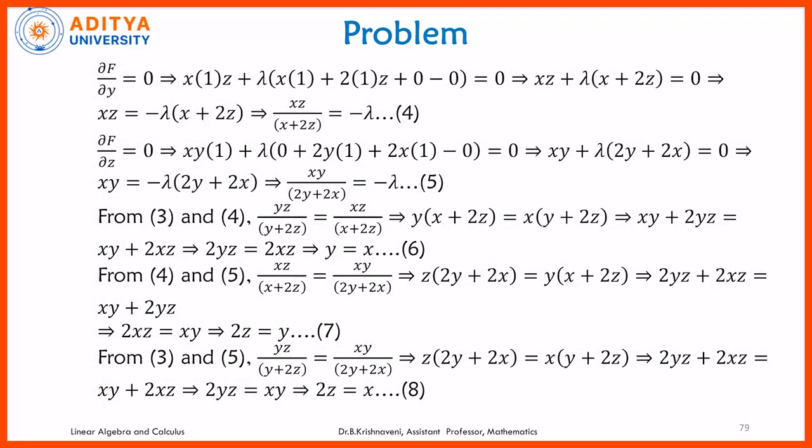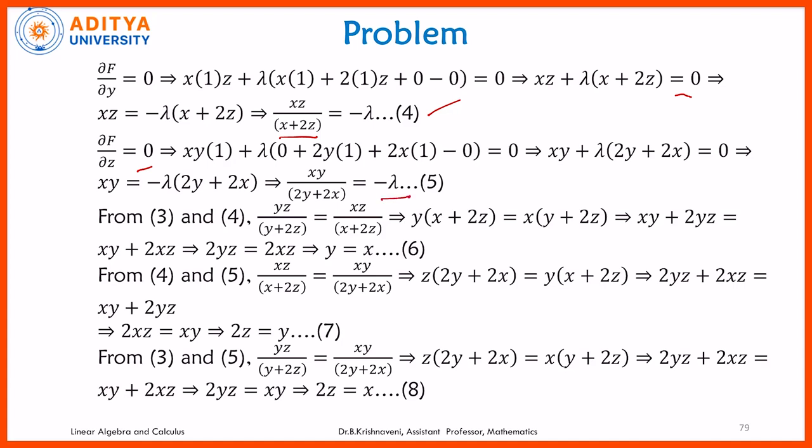Next find dou f by dou y and equate to 0. On differentiating with respect to y, you get xz plus lambda into (x plus 2z) is equal to 0. Simplify and you get minus lambda is equal to xz by (x plus 2z). Let it be equation number 4. Similarly, find dou f by dou z equated to 0. On finding this, we get minus lambda is equal to xy by (2y plus 2x).